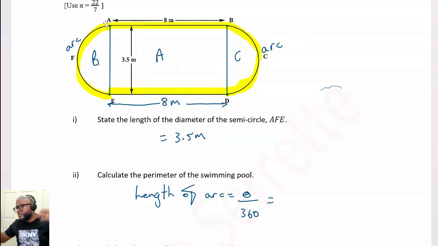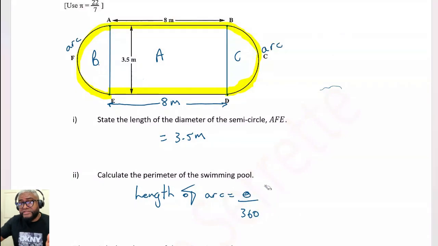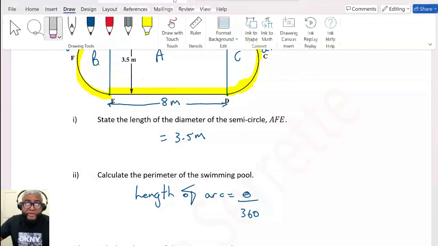From that perimeter, we already have the 8 and 8. So all we need to actually find is the length of the arc. The length of one arc would be the length of the next arc, so both of the lengths are the same. So let's work.